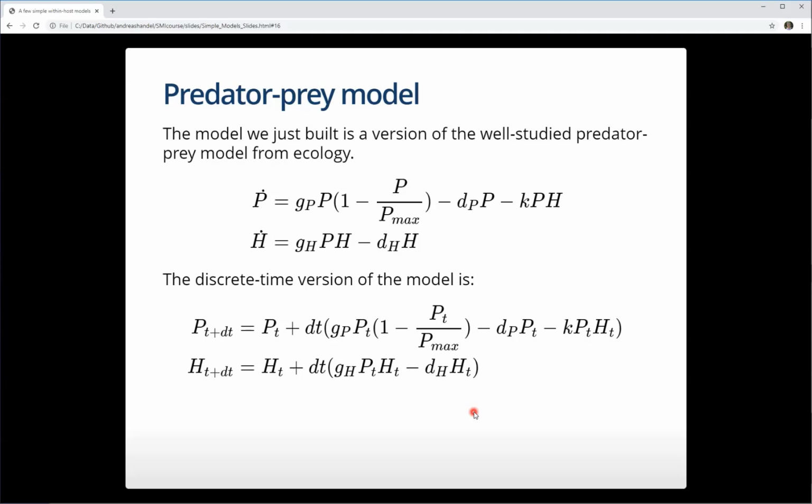And that model is, some of you have probably seen it. It's very well studied in ecology, called the predator-prey model. So P here is the prey and H is the predator. And there are many variations. This is the simplest one, but one could assume here saturating growth for the H. One could assume sort of saturating killing and different versions of that. And we'll touch on a few later.